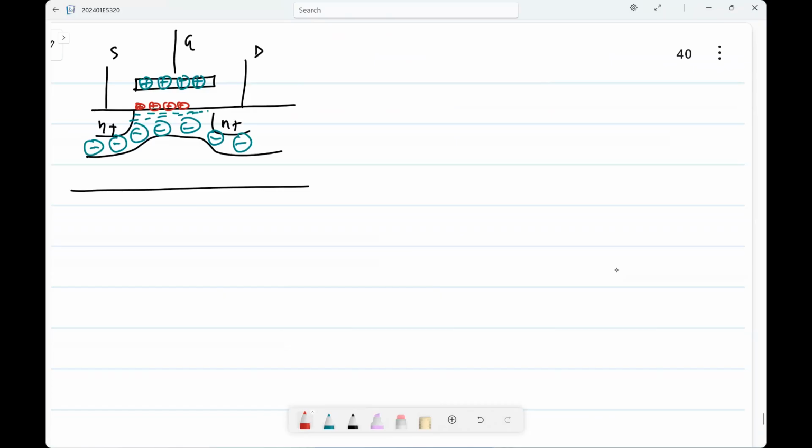Because what is current after all? It is related to the amount of inversion charge you have, right? So this is the phenomenon. We don't have to go into the details of it. It turns out that this charge trapping and detrapping will also cause noise.